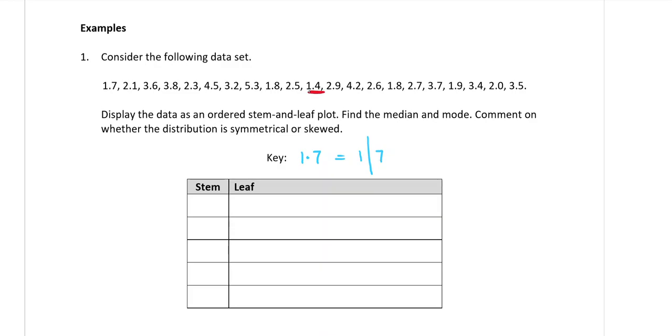And what's the highest number? 4.5? No, I think there's a bigger one than that. It's a 5.3.